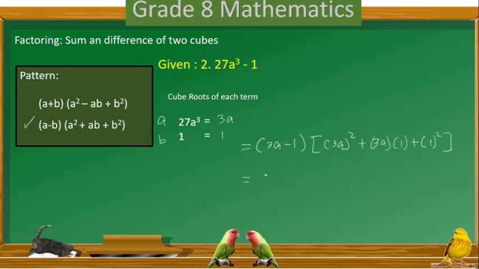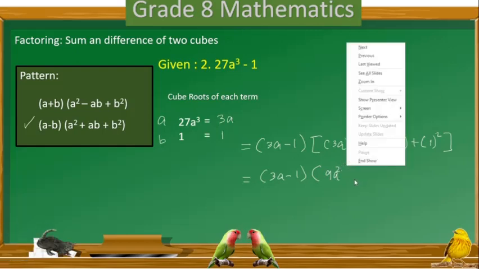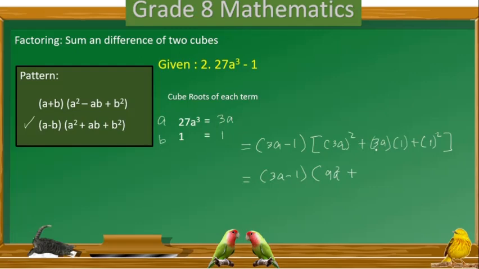So we'll just copy the first quantity, 3a minus 1, then the square of 3a, that is 9a squared, then plus the product of 3a times 1, 3a, then the square of 1 is 1. Okay, this is the answer.